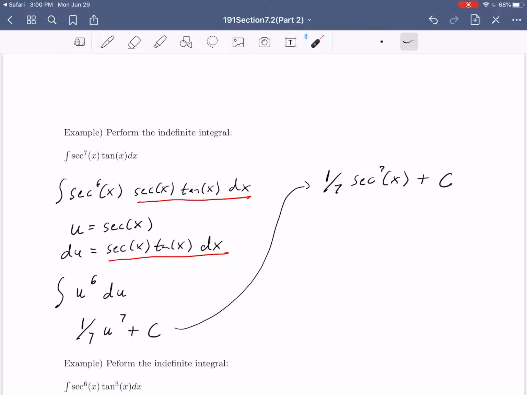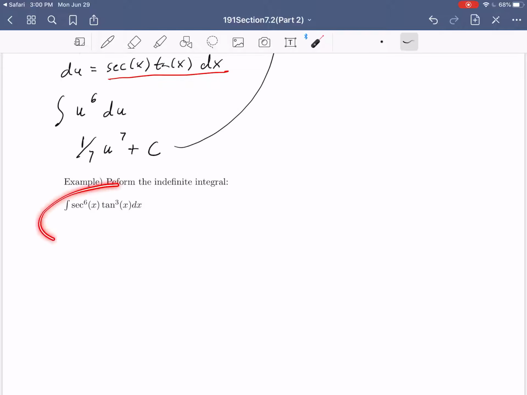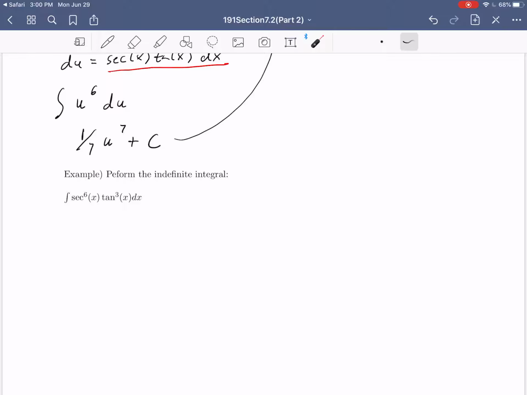All right, let's try one last one before we try to summarize what we're seeing here. So we're going to try to perform this indefinite integral, secant to the 6th tangent cubed x dx. The reason I want to do this one before we talk about our summary is that you can actually approach this in two different ways. One way is a little bit easier, but I want to talk about how we can approach it two different ways.